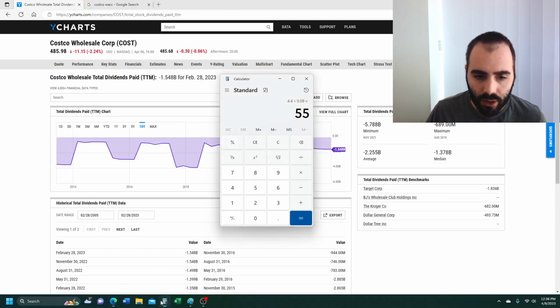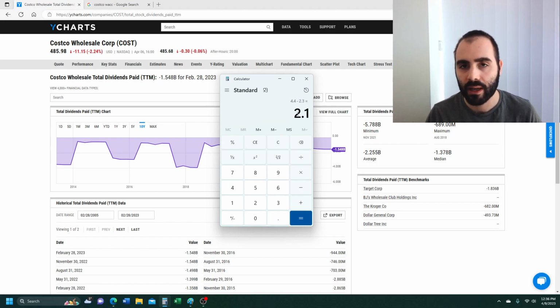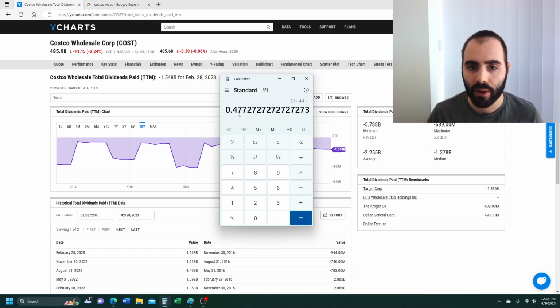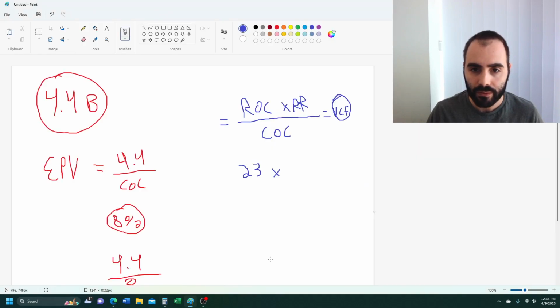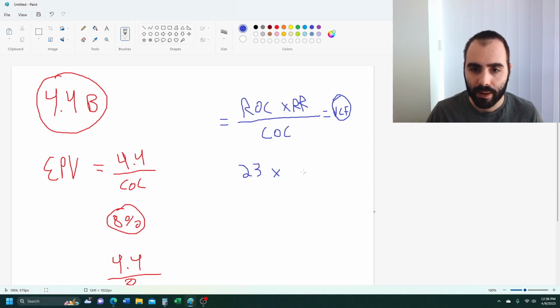So Costco makes on average $4.4 billion a year. They pay out $2.3 billion in dividends, so meaning they reinvest $2.1 billion back into the business year after year. We take 2.1 and we divide it by the 4.4 total that they make, and we see that they reinvest about 48% of the money that they make. So 23% is the return on capital. They reinvest 48% back into the business.